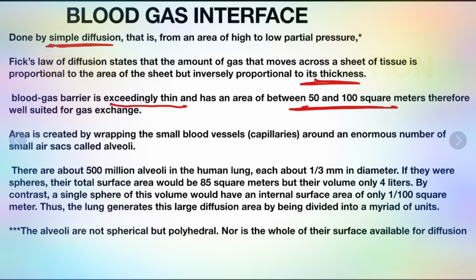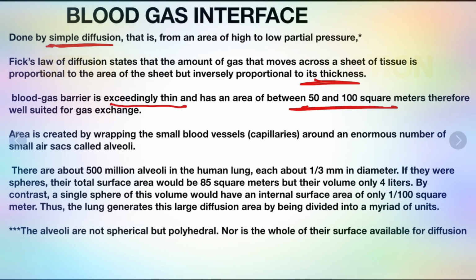There are around 500 million alveoli in human lungs, each about 1/3 mm in diameter. If they were spheres, their total area would be around 85 square meters, but their volume is only 4 liters. So the volume of the lungs is only 4 liters, and the total surface area is around 85 square meters.